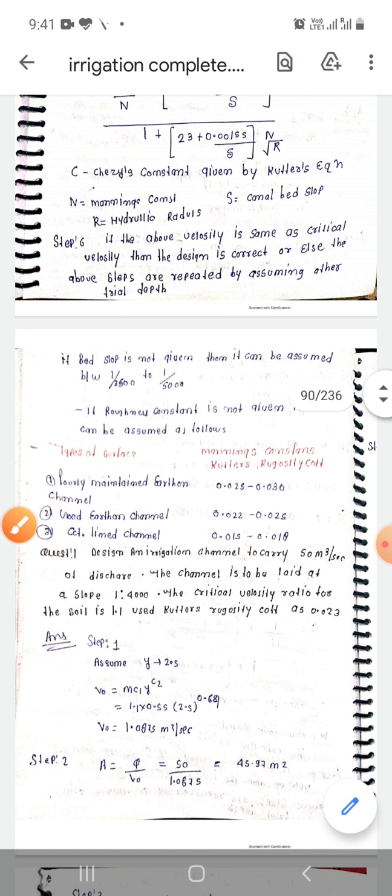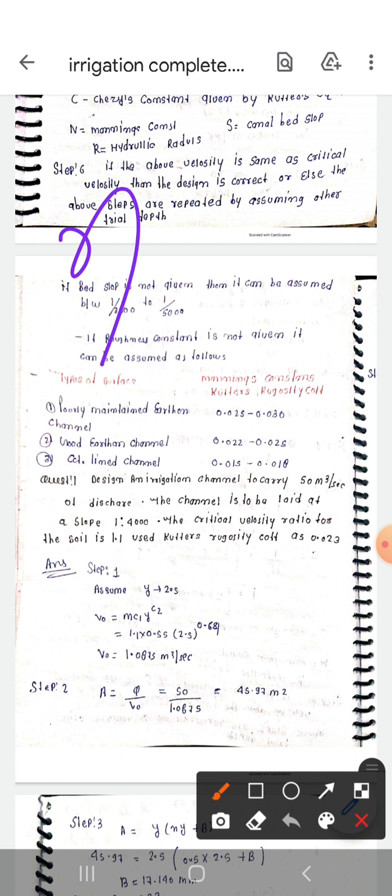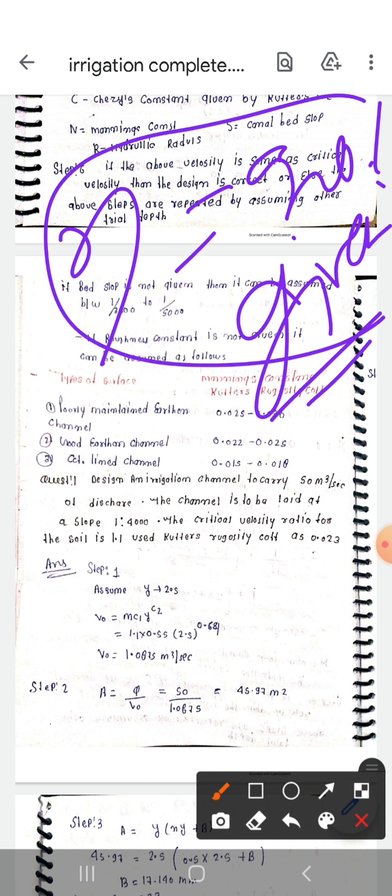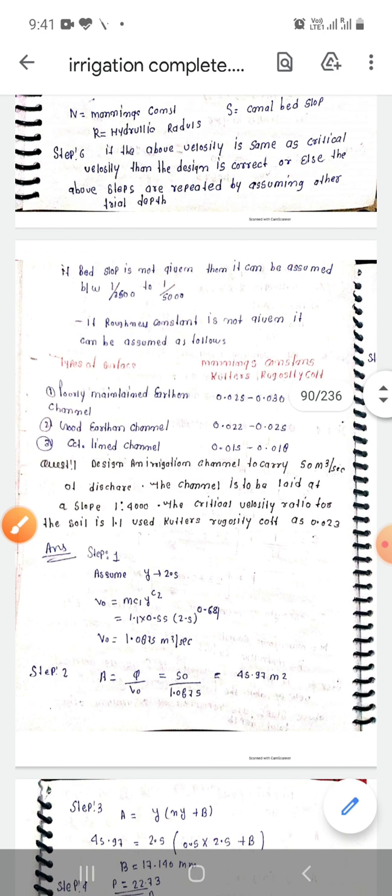Okay. If roughness is not given, meaning if eta is not given in the question, although it will be given in your university exam, if it is not given, then it can be assumed from this table that for poorly maintained earthen channels, the Manning's constant is 0.025 to 0.030. For good earthen channels, it can be 0.022 to 0.025 and so on.